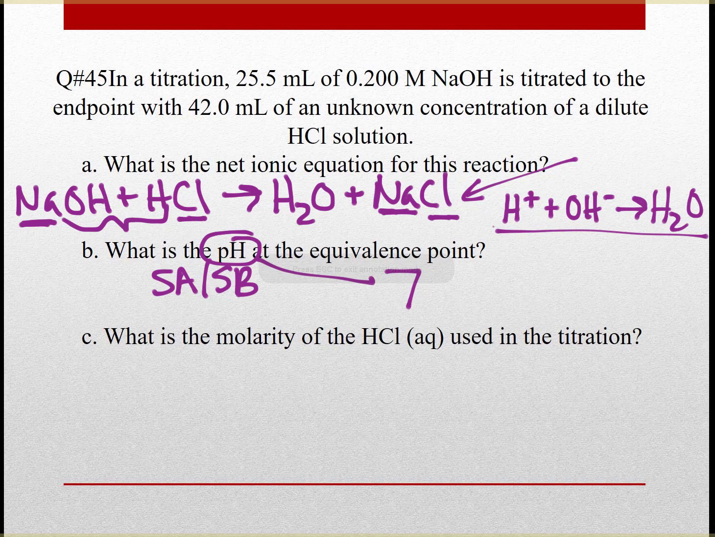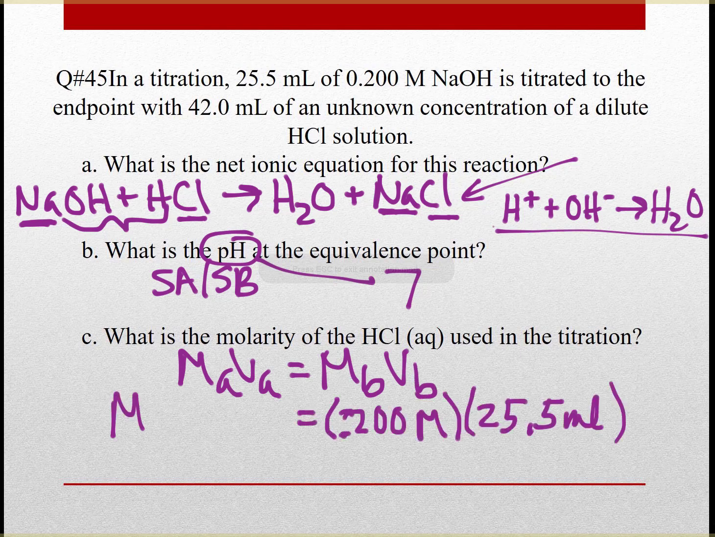And it asks, what is the molarity of the acid used in the titration? I'm going to use my neutralization reaction. I do know my base, and I don't know my acid molarity. So 0.2 times 25.5 divided by 42. And I get 0.121, and that's my molarity.